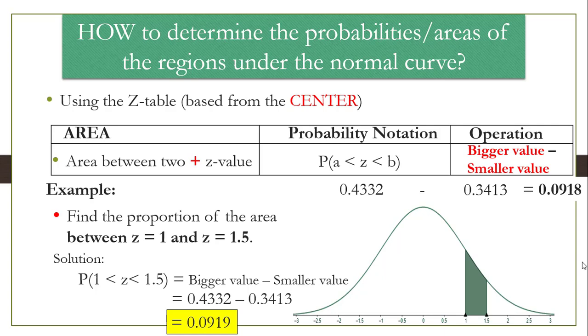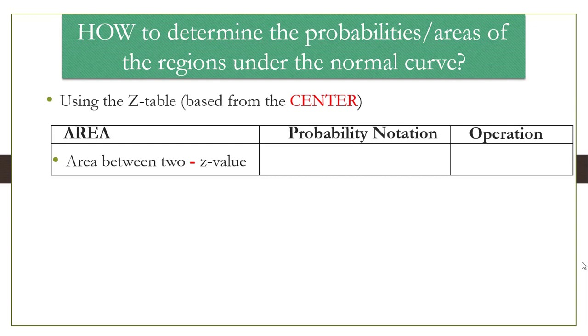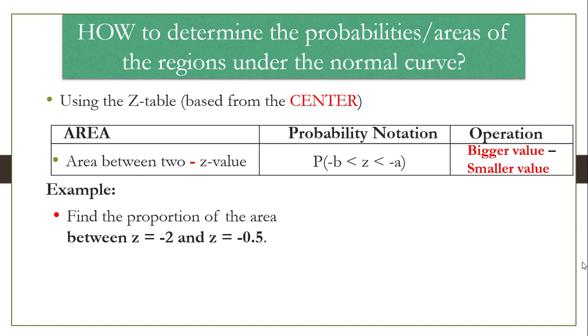So, suppose it is the area between two negative z values. Actually, the situation is quite the same. Okay? But allow me to illustrate. The probability notation would be probability of z is greater than negative b but less than negative a. And the operation will be the same: bigger value minus smaller value. So let us have an example. Find the proportion of the area between z equals negative 2 and z equals negative 0.5.